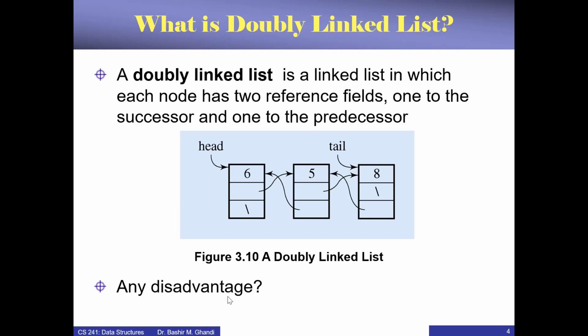This is usually how things are in data structures. You hardly get a data structure that is 100% always perfect. No, it's usually give and take. So this gives you faster operations, but at the expense of using more memory. Okay, so that's basically what a doubly linked list is.